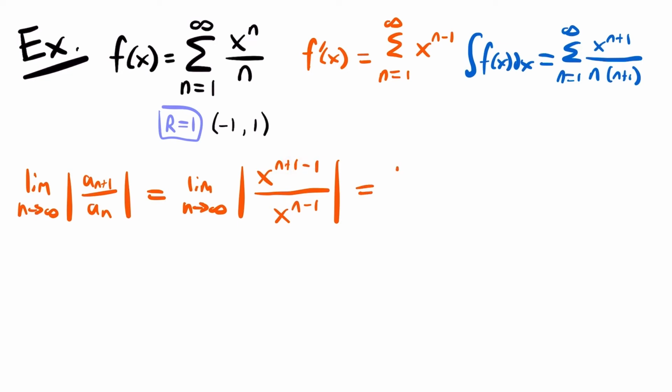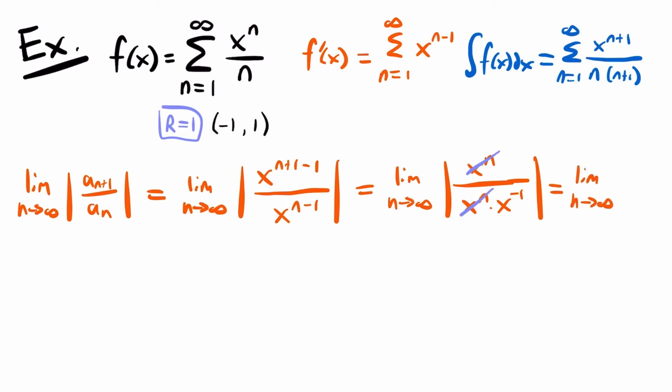And so this is equal to the limit as n approaches infinity of the absolute value of x to the power of n divided by x to the power of n minus 1, but we can split up that exponent, and we would have x to the power of n times x to the power of negative 1. All right, and now you can see that we have x to the power of n in the numerator and denominator, and so those are going to cancel out, which is just going to leave us with the limit as n approaches infinity of the absolute value of 1 divided by x to the power of negative 1. But now if we move x to the numerator, that will make that exponent positive 1.